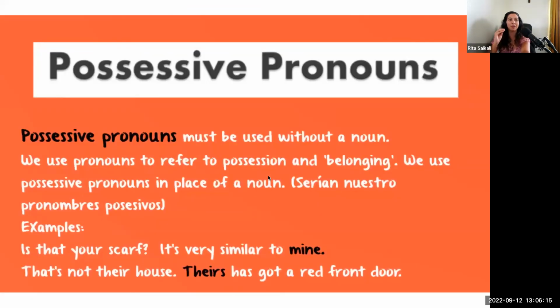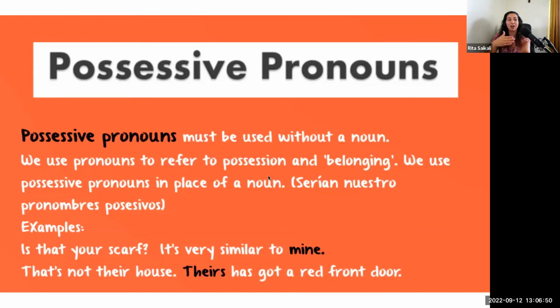Possessive pronouns must be used without a noun. So they do not have a noun with them, okay? No nouns. We use pronouns to refer to possessions and belonging. We use a possessive pronoun in the place of a noun, okay? So instead of using a noun, we use a possessive pronoun. And that shows that it belongs to me, it belongs to you, it belongs to him, whoever.